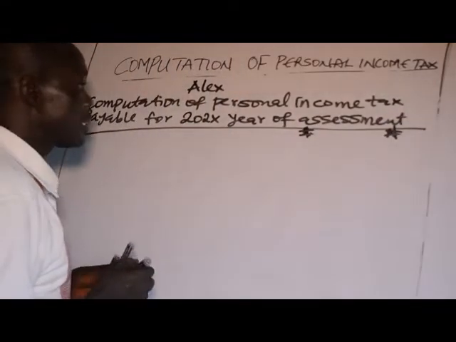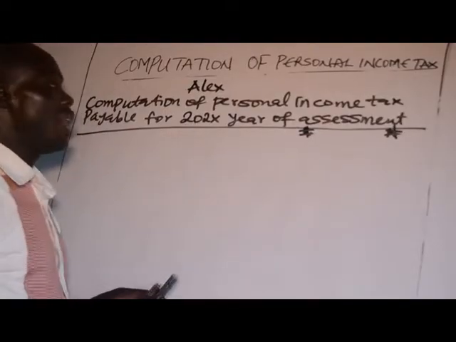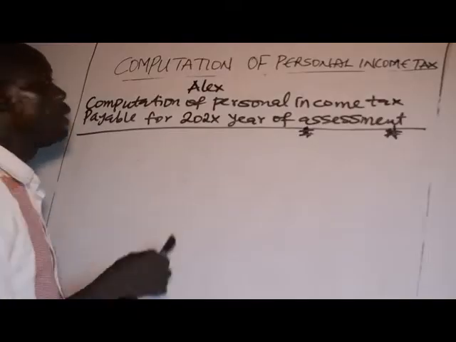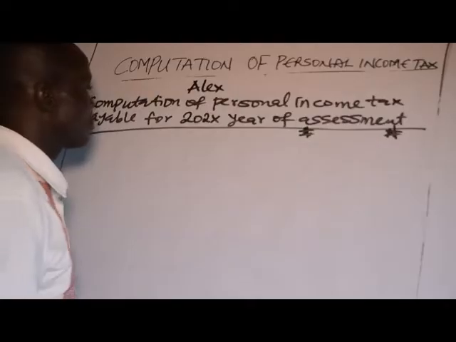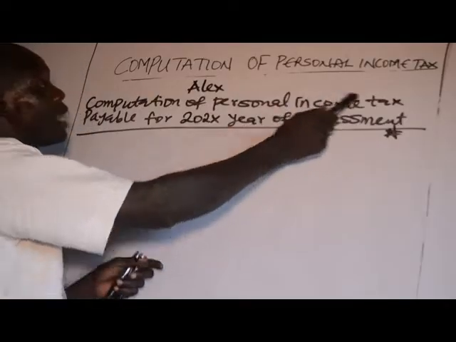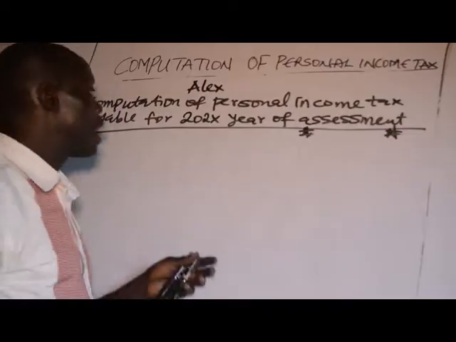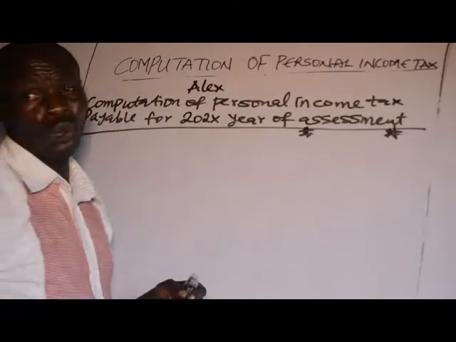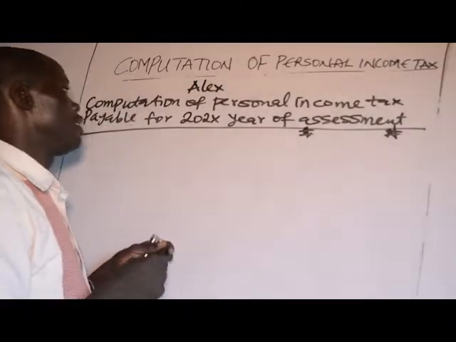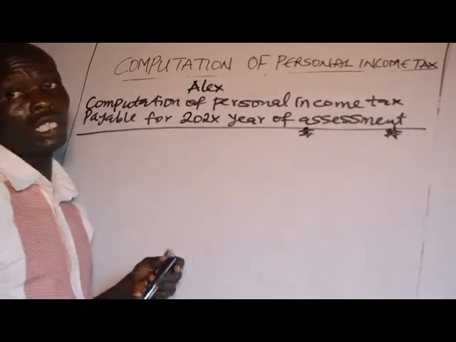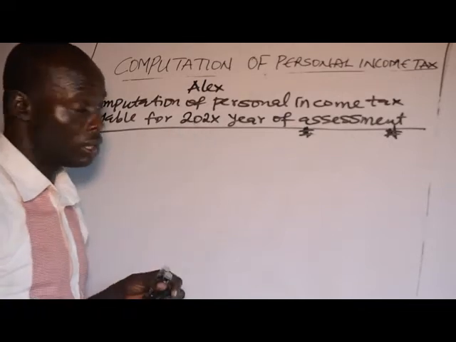I've told you that the year of assessment must be mentioned. The examiner may ask you to compute the personal income tax payable for the relevant year of assessment. If you just put computation of personal income tax payable without the relevant year of assessment, the examiner is going to score you zero. No mark will be awarded for failing to mention the year of assessment. The year of assessment must be mentioned.